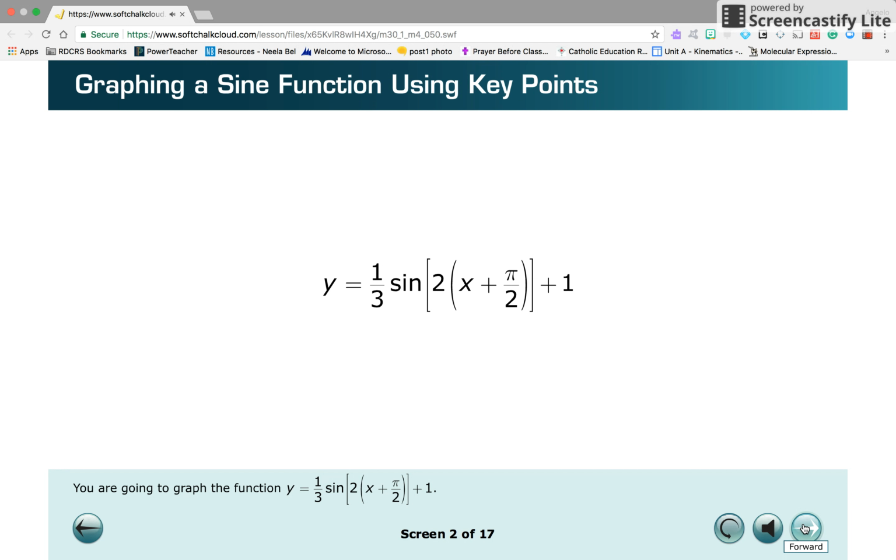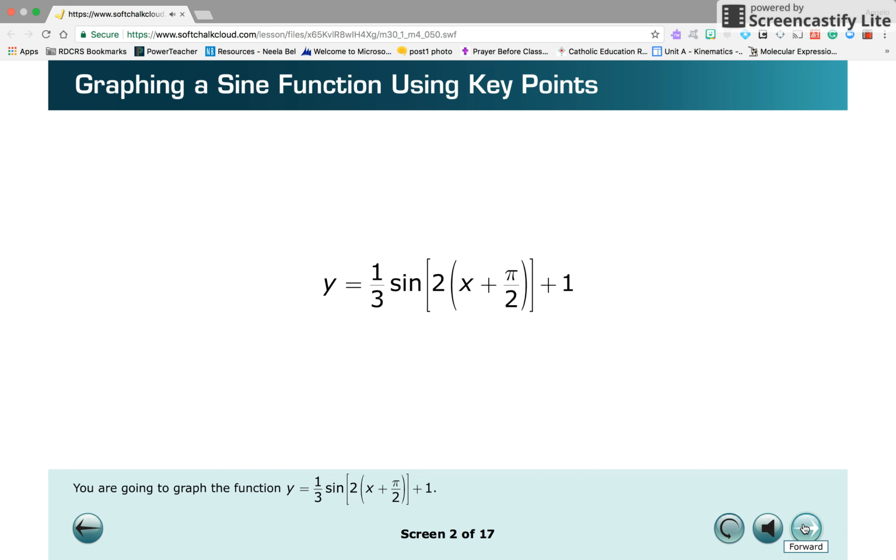Using the basic function y equals sine x, start when x is equal to 0. This gives the first key point 0, 0. The next 4 key points are the maximum pi over 2 and 1, the median point pi and 0, the minimum 3 pi over 2 and negative 1, and the second median point 2 pi and 0.